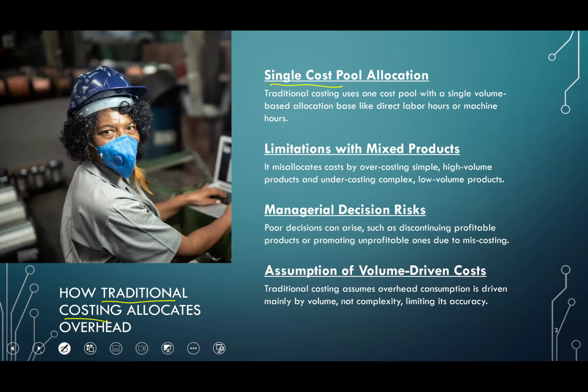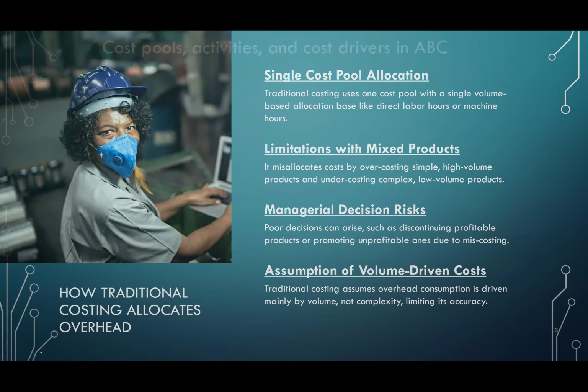traditional system uses broad averages because it combines all types of overheads. For example, rent and electricity and depreciation and taxes are all combined together and allocated using a single rate, which may or may not be right for the company.